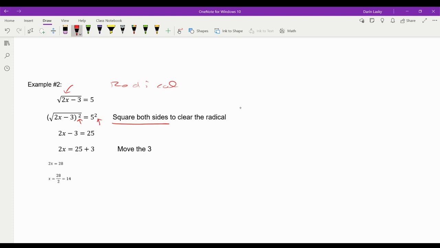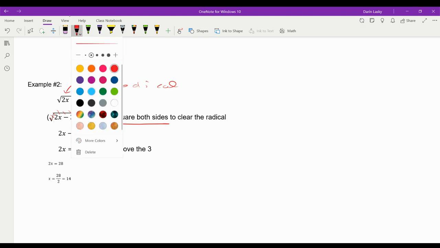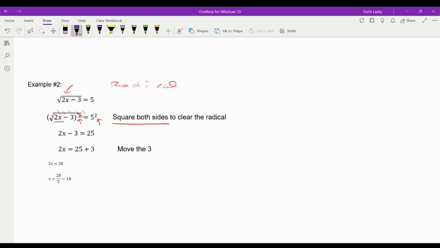When I square the radical, these two pieces cancel each other out, and I'm only left with what is inside right here. Let's change colors again. I'll do the purple. We're left with what's inside right there. Once I clear the radical out, I'm only left with this piece here, and then I just have to complete the math side of it. So 5 squared, how is it 25? Because it's 5 times 5. That's where that came from.